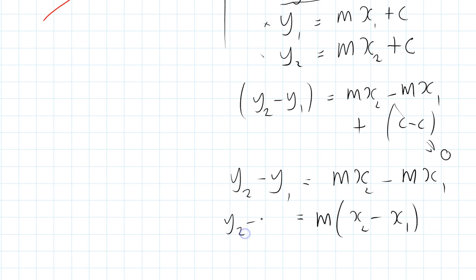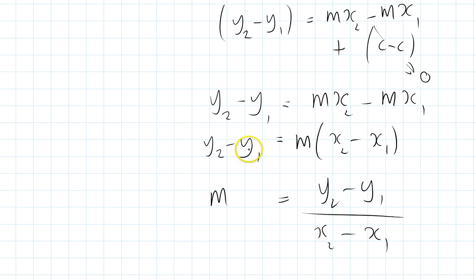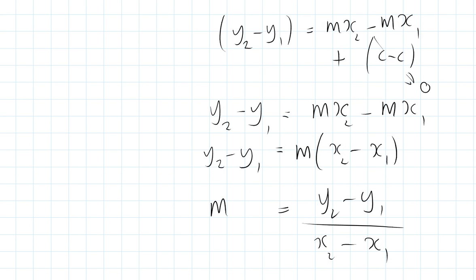y2 minus y1 equals that. So m equals y2 minus y1 divided by x2 minus x1. I've done quite a lot of work there. I've taken this to the other side and then written it the other way. That's quite cool. I'm going to surround that in green because that's quite important.